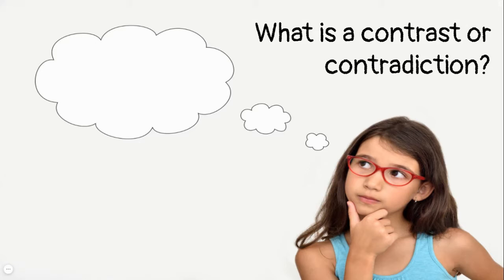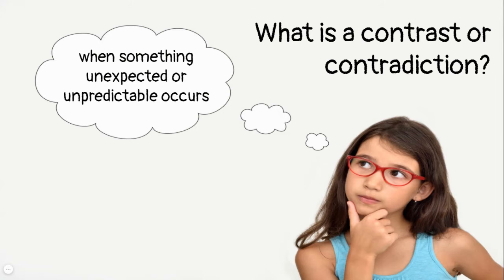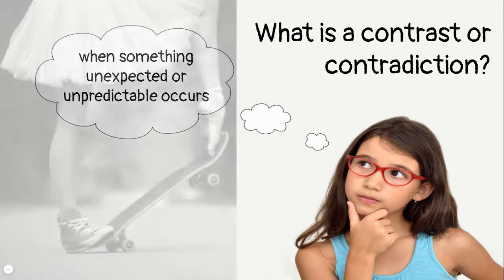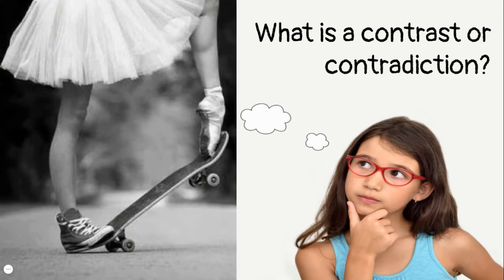So what is a contrast or contradiction anyways? A contrast or contradiction is anything that seems very different than what one could have expected or predicted. Typically in fiction, we can refer to the way a character behaves or reacts to something that is different than their normal. Let's take a look at this image as an example.